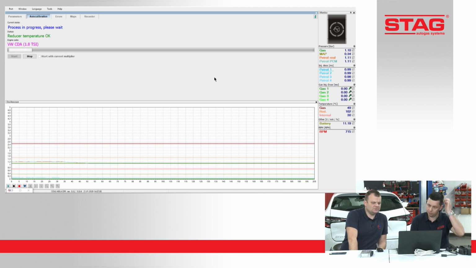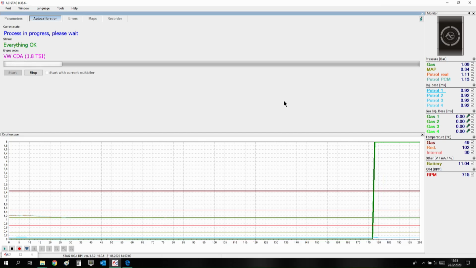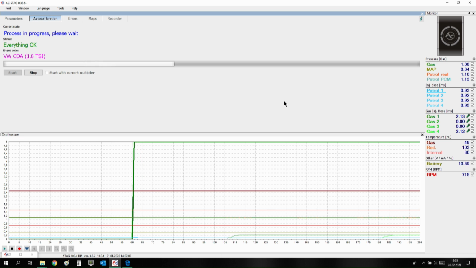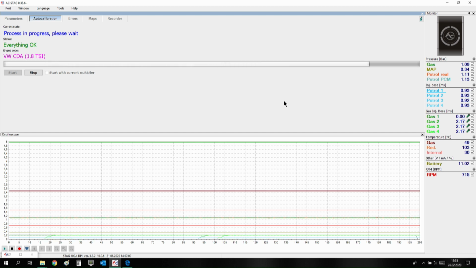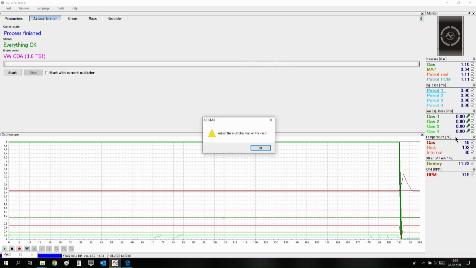We just need to wait a little bit because, as you see, it's happening on the screen. The system will turn on the first injector and calculate the multiplier value. So the bar is coming on, everything is right. The fourth cylinder is switched on the gas. Second, third, all gas injectors are now working. It means that everything goes okay, and it follows the petrol timings related to the gas timings.